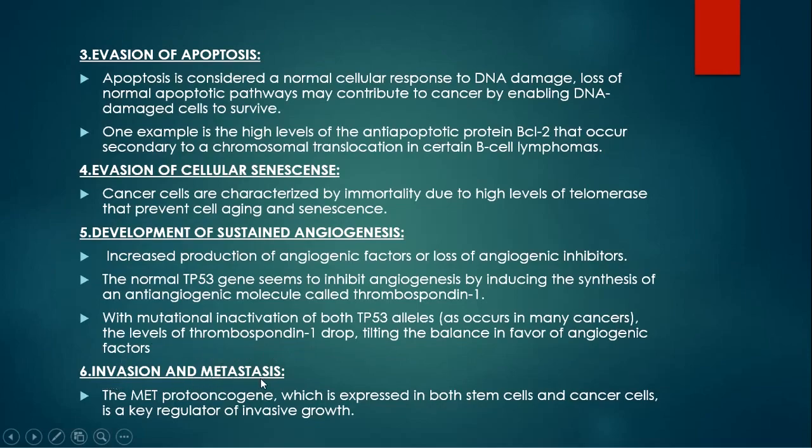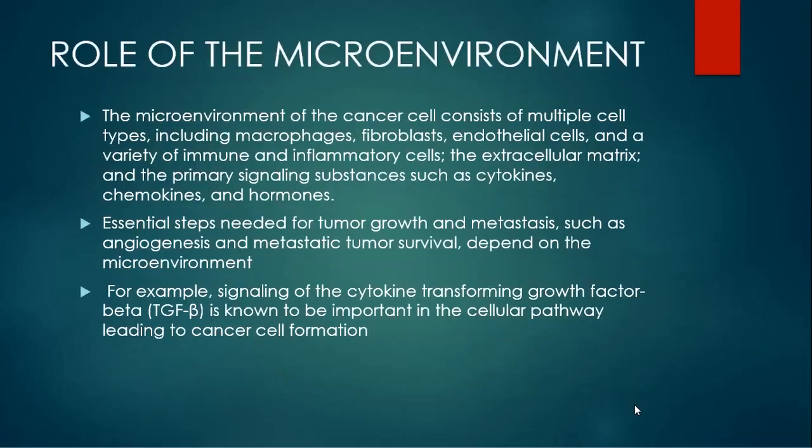Lastly, we have invasion and metastasis. The MET proto-oncogene, which is expressed in both stem cells and cancer cells, is a key regulator of invasive growth. Now we're going to talk about the role of the microenvironment. The microenvironment of the cancer cell consists of multiple cell types, which include macrophages, fibroblasts, endothelial cells, a variety of immune and inflammatory cells, the extracellular matrix, and the primary signaling substances such as cytokines, chemokines, and hormones.